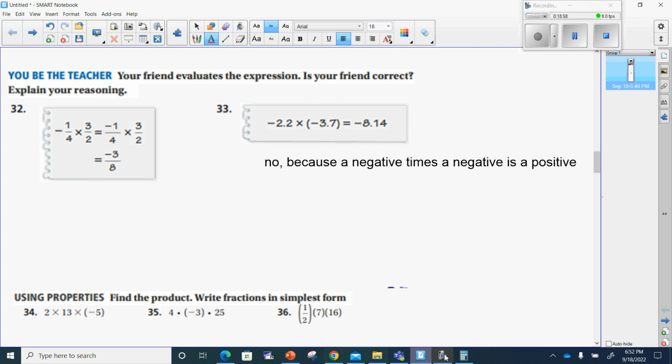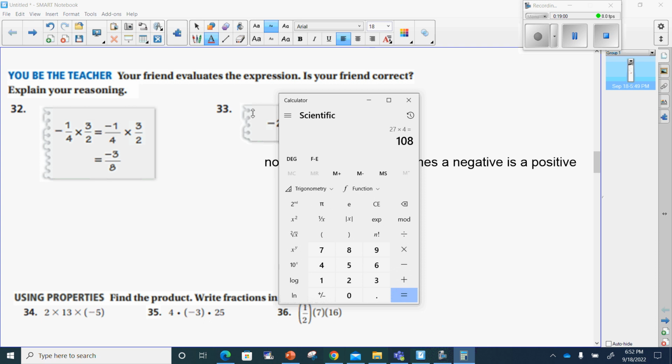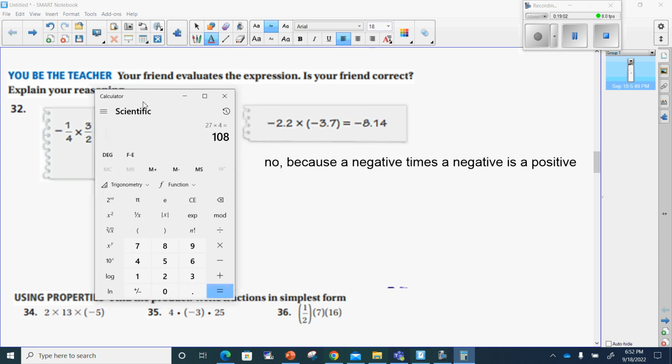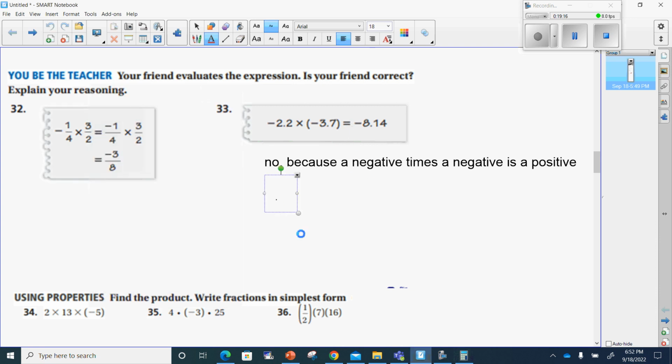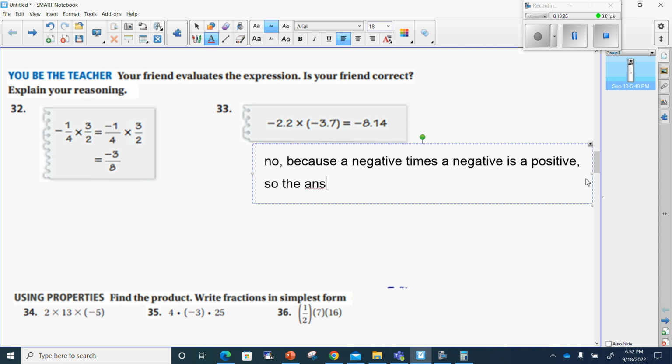All right, let's see if you even got the number right. Well, we would get 2.2 multiplied by 3.7. Looks like you got the number right. You just got the sign in front of it wrong. All right. Let's see. So the answer should be 8.14.